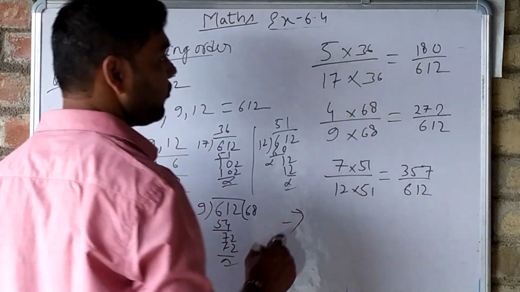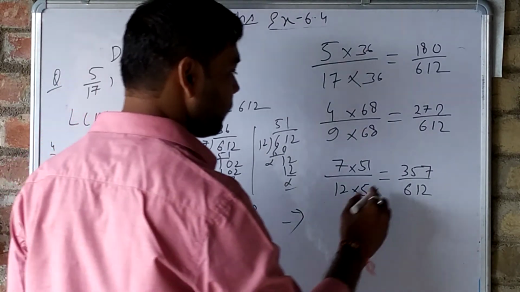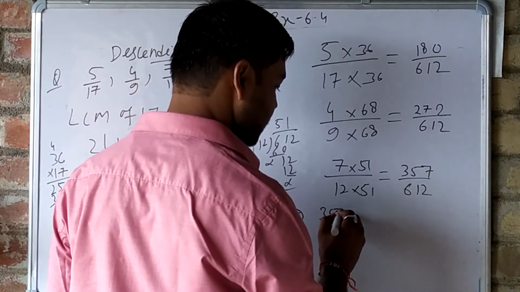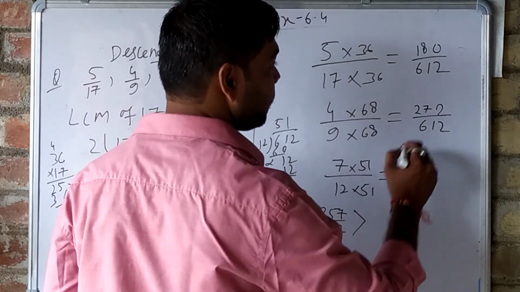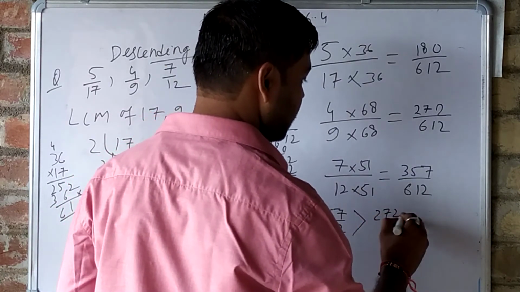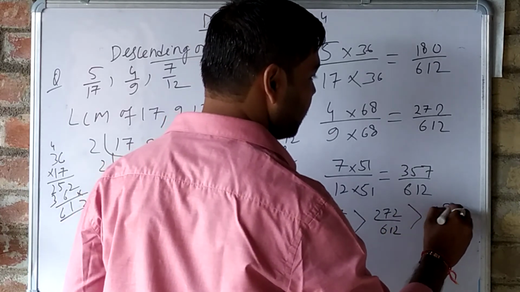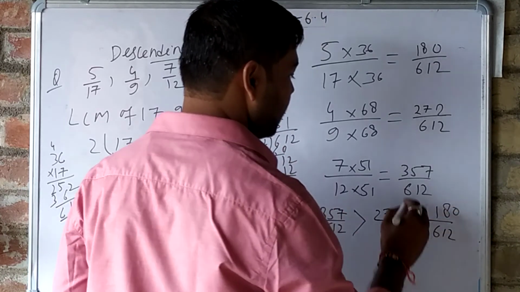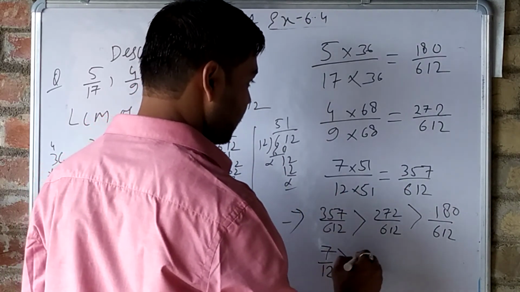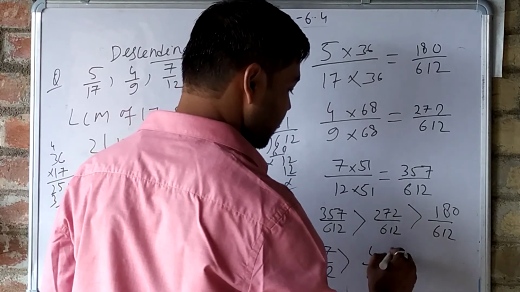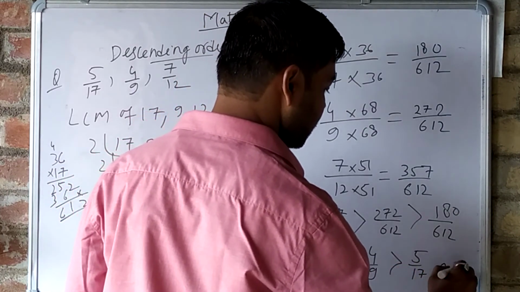So now what we have to do? We will arrange in descending order. In descending order, first we will have 357 upon 612, which is greater than 272 upon 612, which is also greater than 180 upon 612. That means 7 by 12 is greater than 4 by 9, which is greater than 5 by 17. That is the answer.